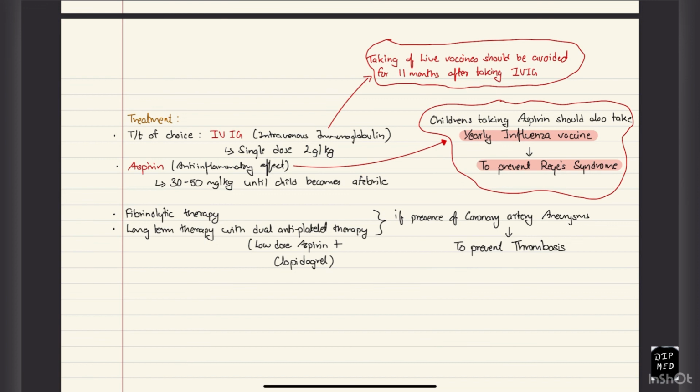In those patients who have coronary artery aneurysms, they are at risk for developing thrombosis. And to prevent this, we need to give fibrinolytic therapy or long-term therapy with dual antiplatelet, such as low-dose aspirin plus clopidogrel. That's it for Kawasaki disease.